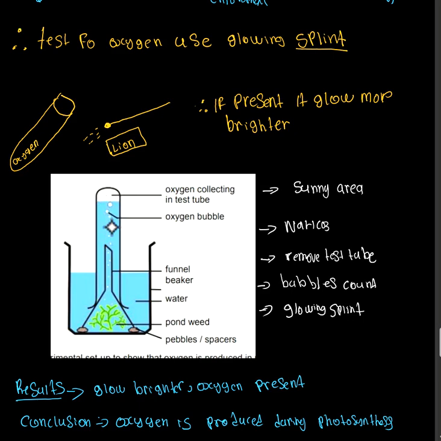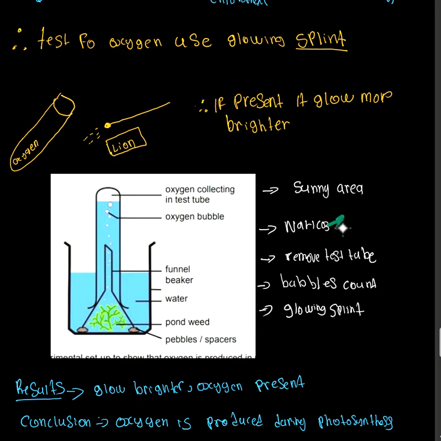This test tube helps us to collect the oxygen that will be produced due to the photosynthesis of this pond weed. So this is our apparatus now. This apparatus, we place it at the sunny area. At the sunny area, it will photosynthesize. Also, we add sodium bicarbonate.